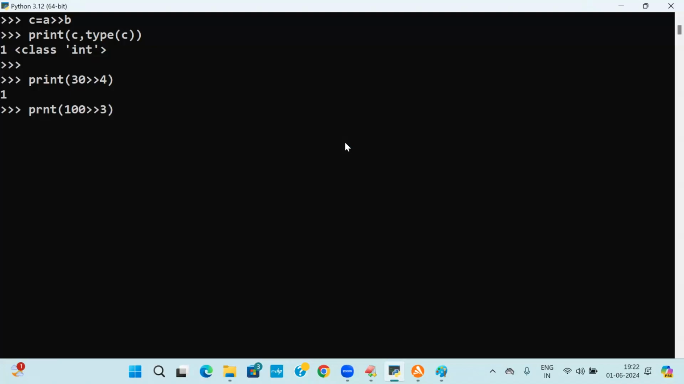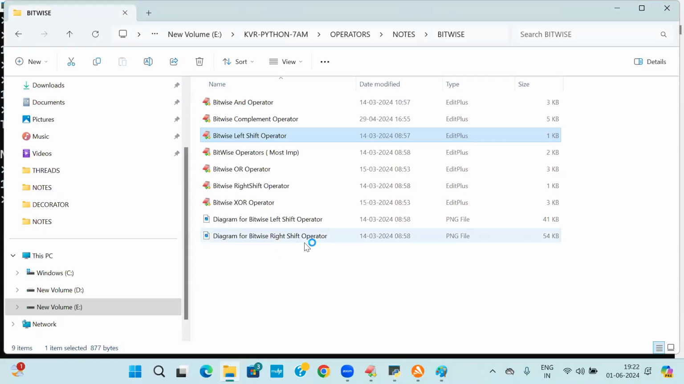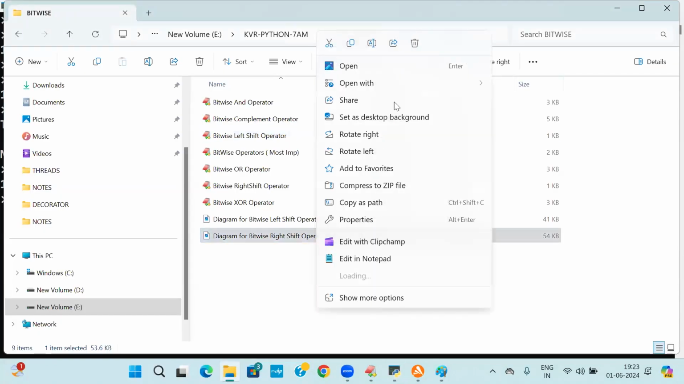Good. 12. The answer is 12. Print it; there was a spelling mistake in print. The answer is 12. Did you understand the formula? Very good. Now I will take up your right shift diagram. I will show you, students.